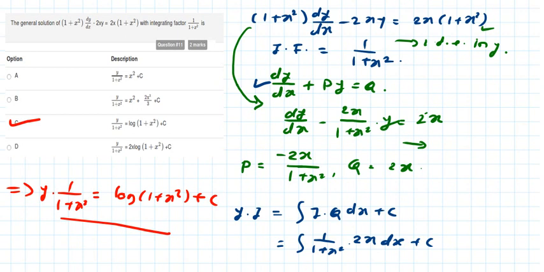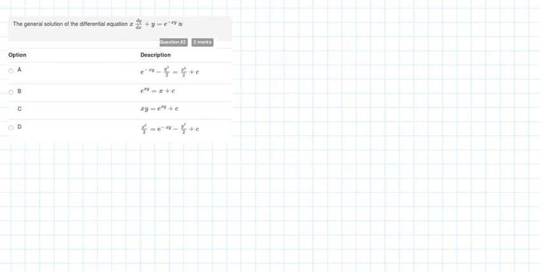Okay, next question, the general solution of this differential equation. Let's write the differential equation: x dy by dx plus y equal to e raised to minus xy. Now the thing is, this x and y are not separate here. That is the problem. So we cannot say it is a linear differential equation. So we need to apply a different method. I will use the substitution method to convert this differential equation to the variable separable form.